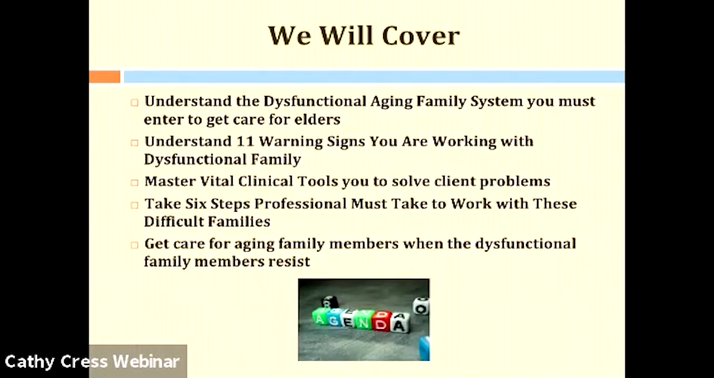How you master the vital clinical tools to solve client problems. And a lot of you are not clinicians. You're OTs, PTs, you're clinicians in your own field, but you did not study social work or psychiatric interventions. So this is really what it takes to do this. So how to recognize that you've got a dysfunctional family on your hands. And the 6 steps professionals must take to work with these difficult or dysfunctional families. And then how to get care for family members when the dysfunctional families resist, and they always resist. They hire you, but they don't want you there. Okay, so we'll move to the next one.